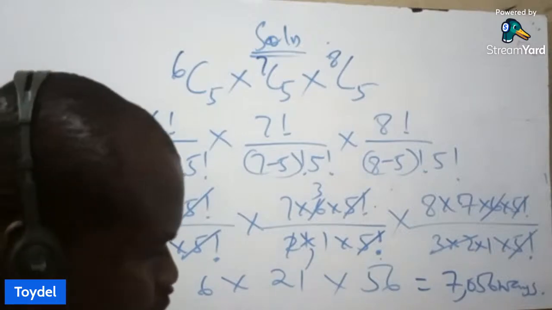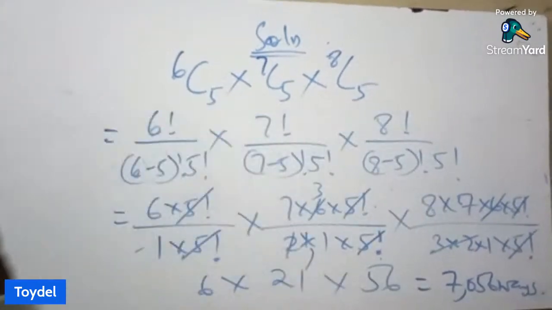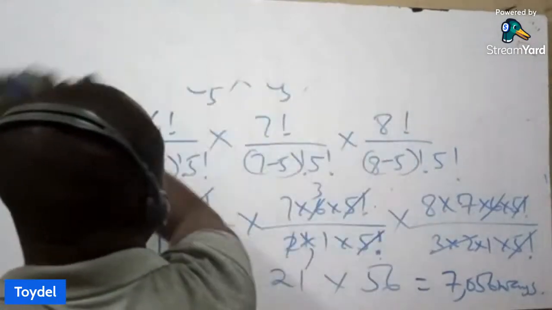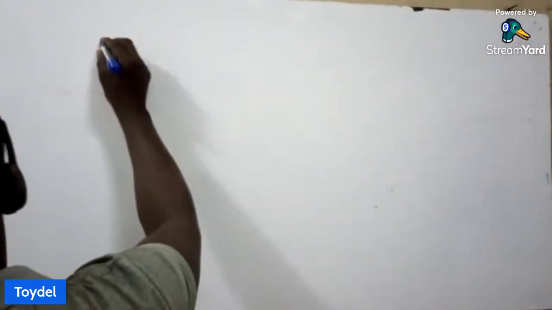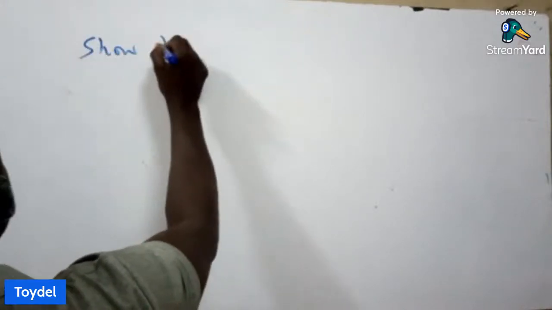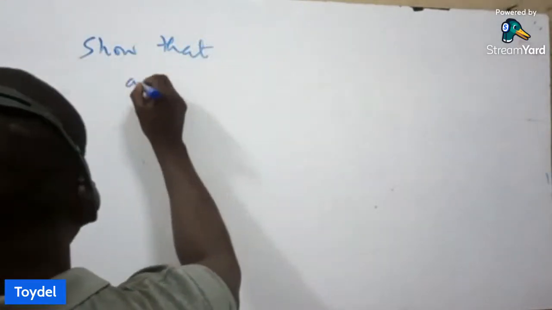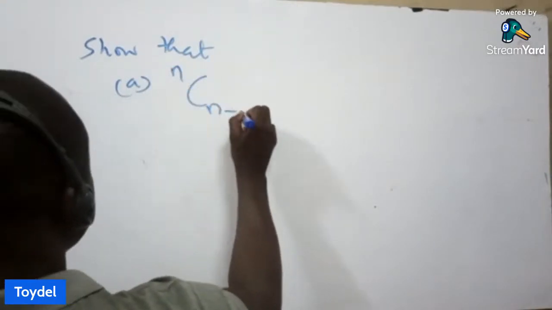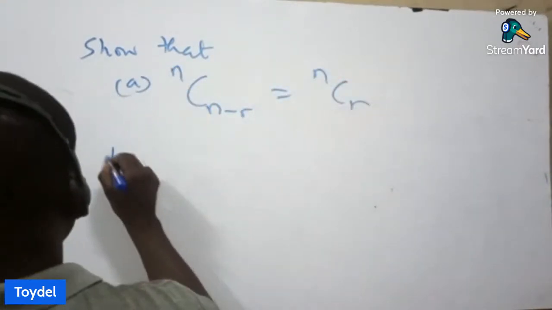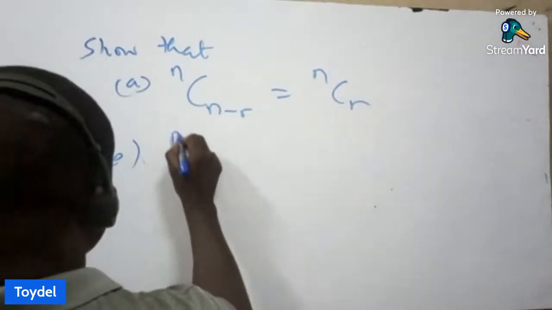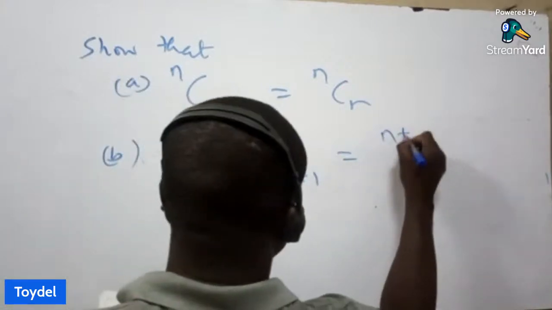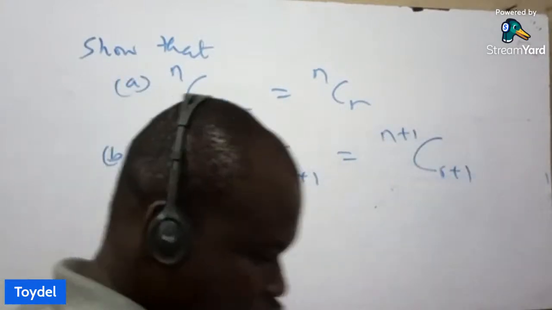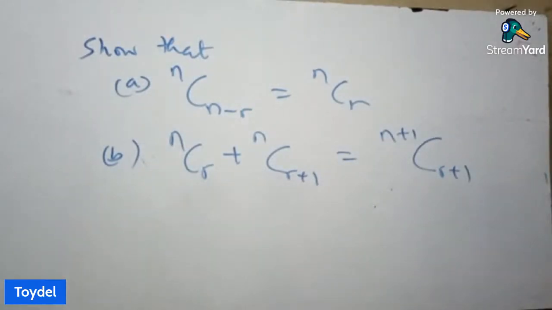So because of our time, I would love to stop here, but I want to give us some exercise. Let's solve this. If you can put it in the comment section, it will be fine. The first one says that we should show that n combination n minus r is equal to n combination r. Then the second one, n combination r plus n combination r plus 1 is equal to n plus 1 combination r plus 1.